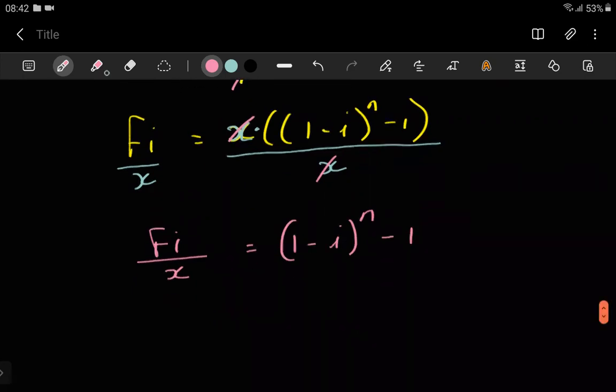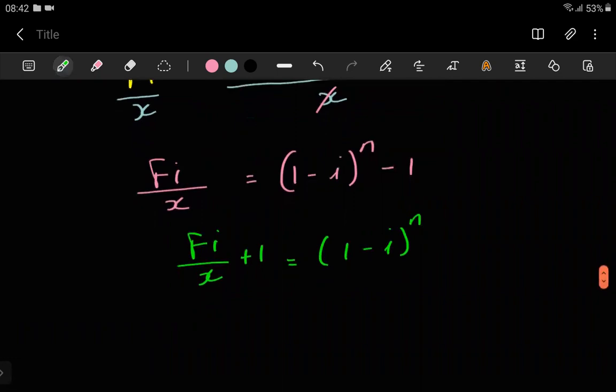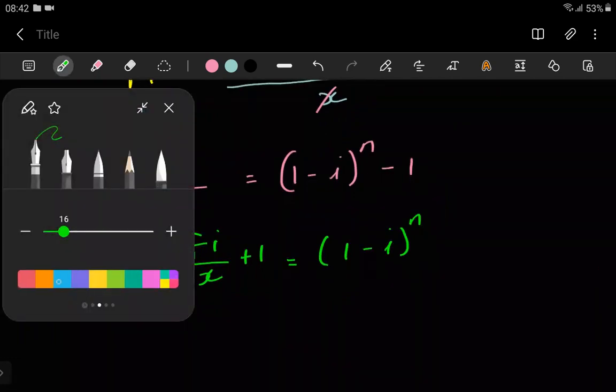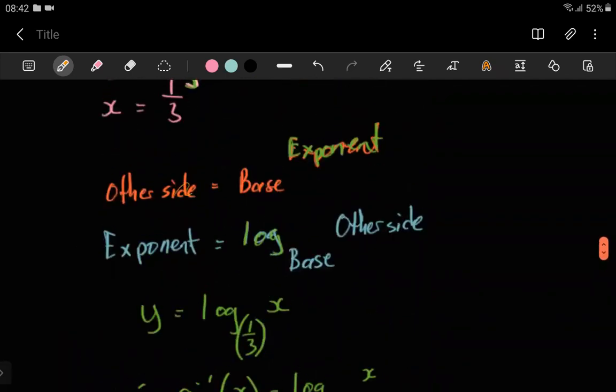So remember we said always get rid of stuff that are further from n first. So the negative 1 is going to go away first. So the negative 1 goes to the other side. You have fi over x plus 1 now. And then here you have your 1 minus I to the power of n. Now, if you look at it nicely, your structure that we spoke of up here is what you actually also have now. Other side, base, exponent.